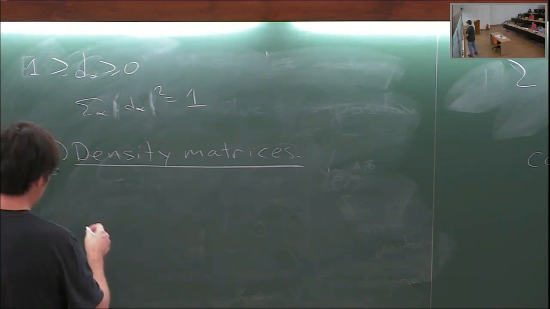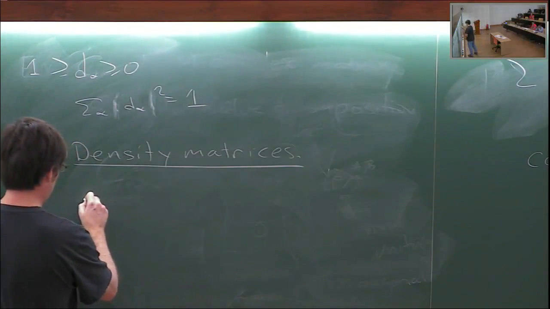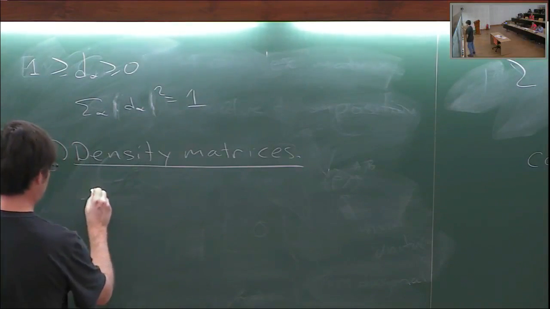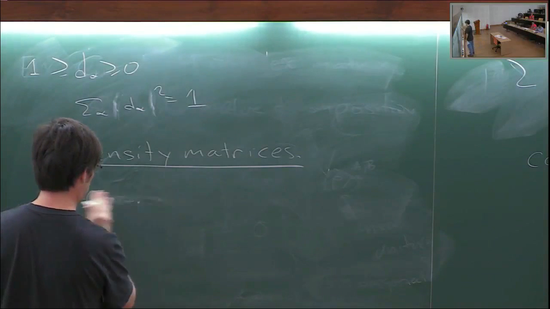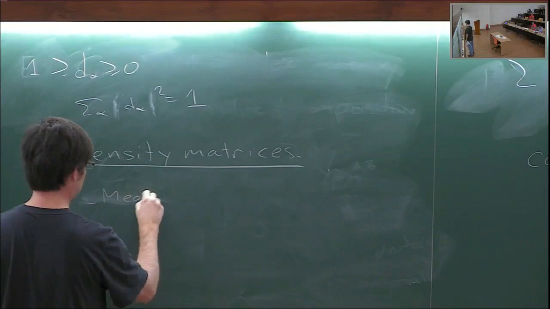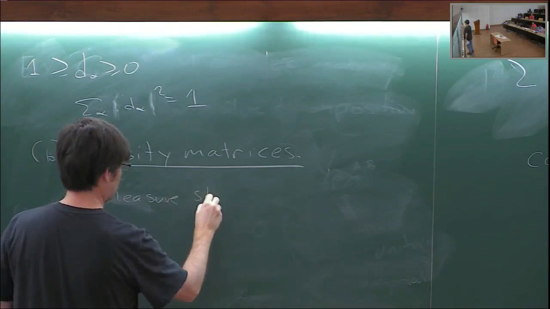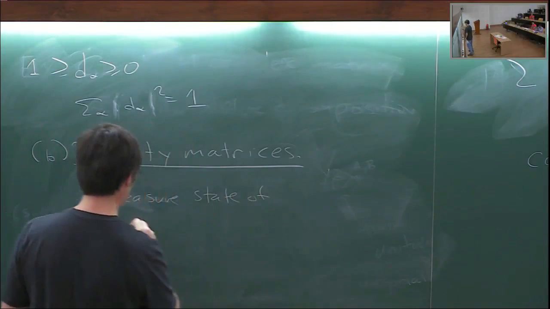More generally, this uncertainty can occur if there's some uncertainty. So let's say I'm trying to measure some state of some system.